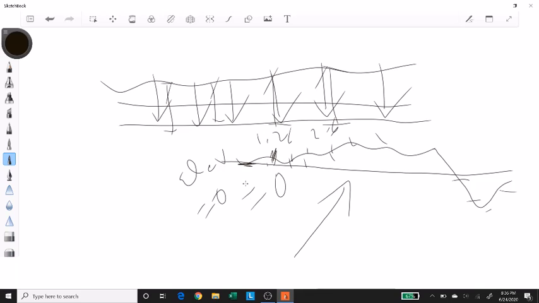So in survey as well, we use that reference level, but for executing a localized project, you can introduce your own reference level, and then by using your instrument, you can find out height difference between different points.